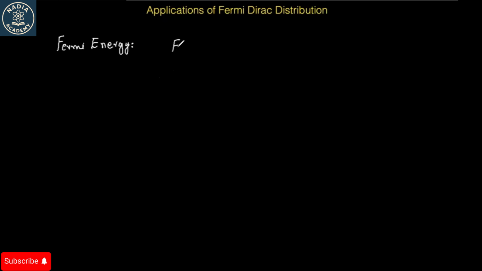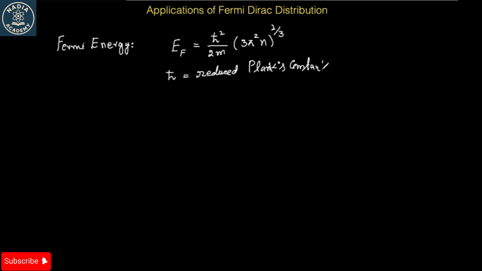So the expression for the Fermi energy is given by E_F equals ħ² divided by 2m times (3π²n) raised to the power 2/3, where this ħ is the reduced Planck's constant, and here m is the mass of an electron, and n is the number density, so the number of electrons per unit volume.